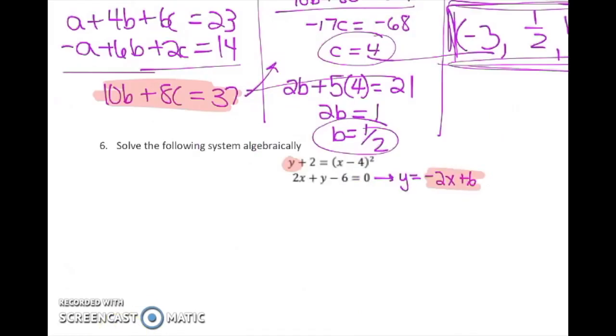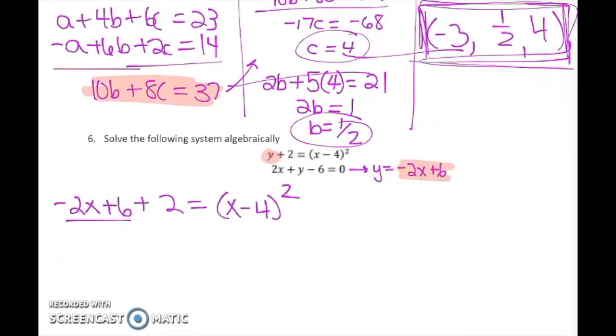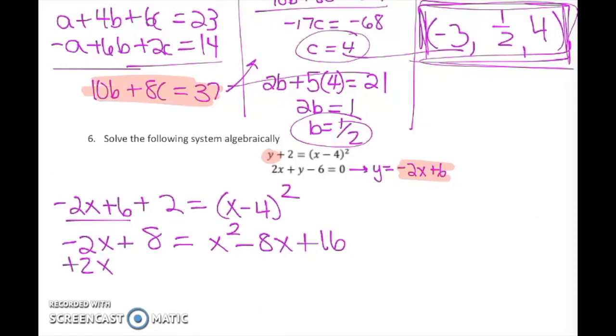So this is going to wind up being -2x plus 6 plus 2, because remember this is y plus 2, equals x minus 4 squared. So now this is all in terms of one variable. So now I can solve this. So on my left side, I can combine some like terms. And on the right side, I can multiply this out. And again, I'm just doing double distribution here. You can also use the box method, whatever you need to do. And with a quadratic, remember that I want to get it equal to 0, so add 2x to both sides, subtract 8 from both sides.